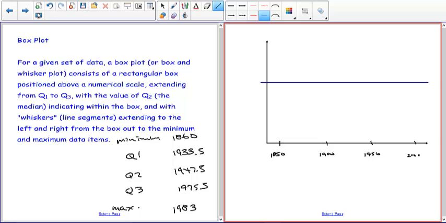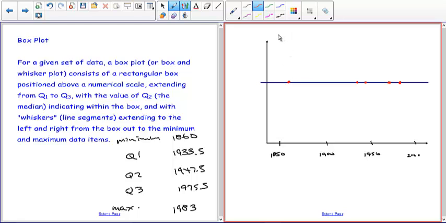So now all I have to do is plot these five points. 1860 would be about there. 1933, well, there's 25, so 30 is probably about there. I'll say that's 1933. 1947 is going to be just to the left of 1950, so it's probably there. 1975 is approximately right there, between 1950 and 2000. And 1983 is not that much further this way. Okay, so those are the values.